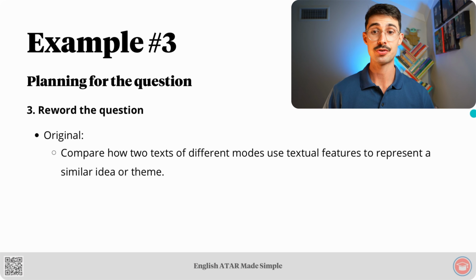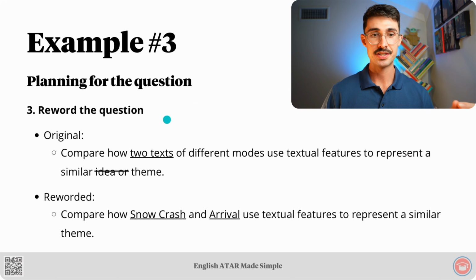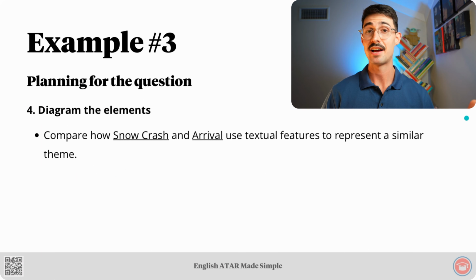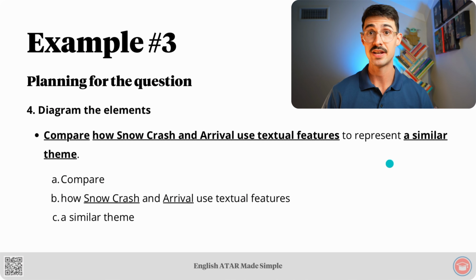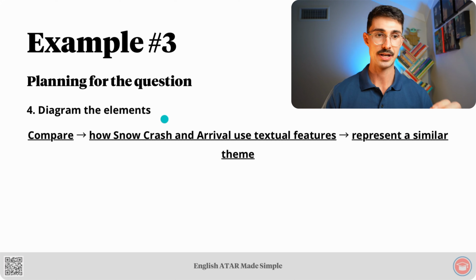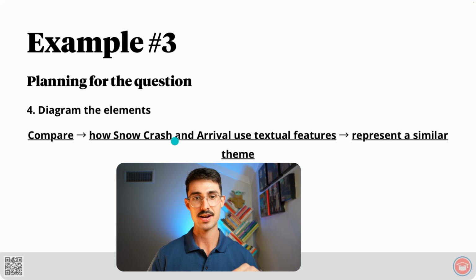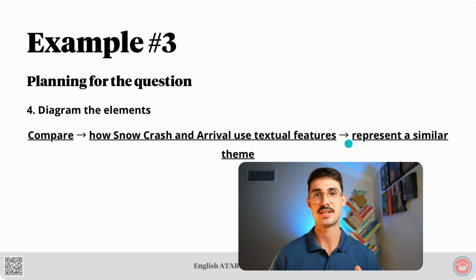We go from this original to this reworded version. What we've done here is substitute the words 2 texts for the actual text names that we're comparing, Snow Crash and Arrival. And then I've omitted the words idea or because I've chosen to compare how both texts represent a similar theme. Turning to step number 4, diagram the elements. Our first element is the word compare. Our second one is how Snow Crash and Arrival use textual features. And our final element is this part of it, a similar theme. All of these elements in the question look like this in diagram form. We go from compare to how Snow Crash and Arrival use textual features to represent a similar theme.